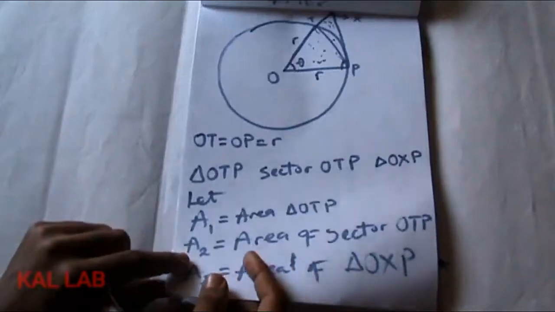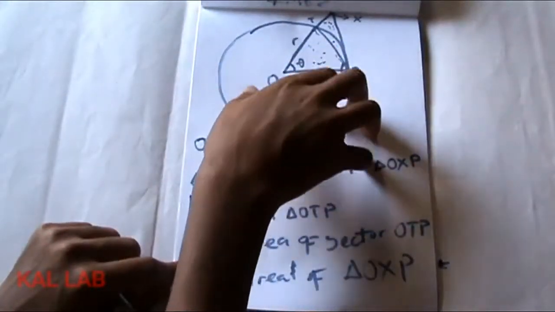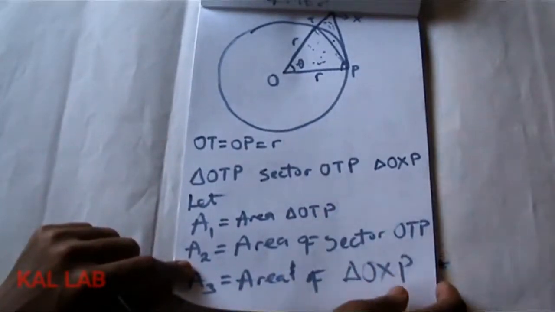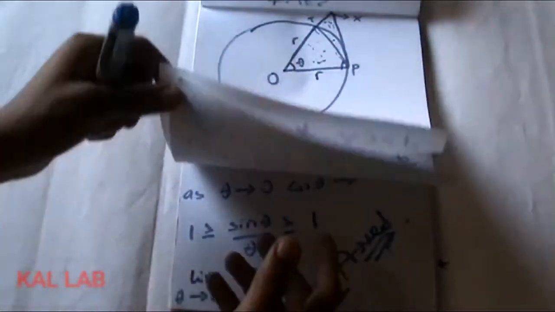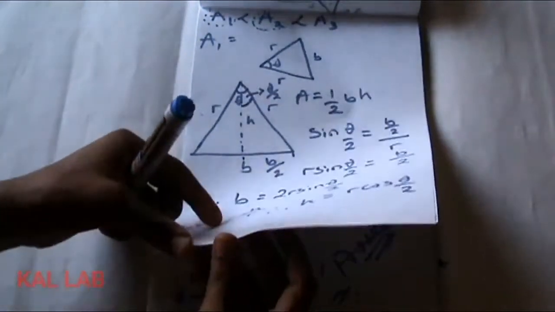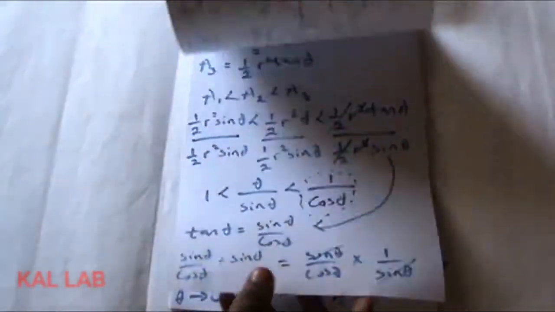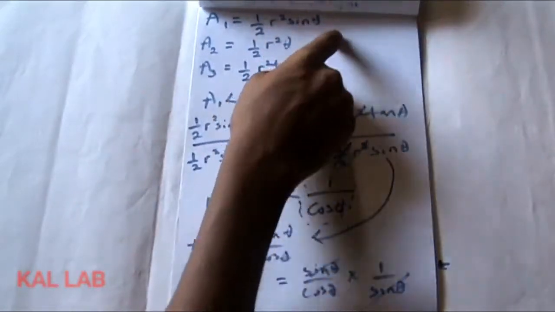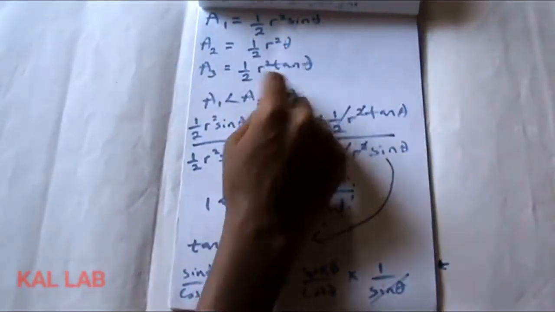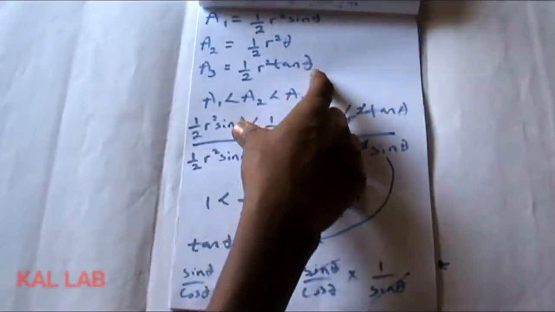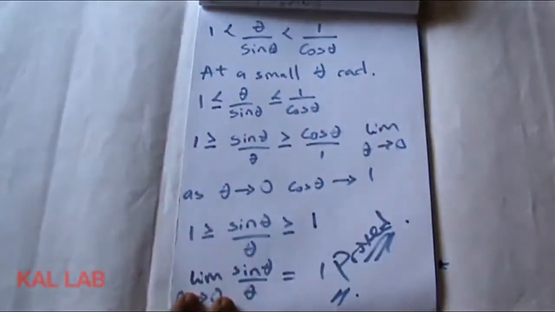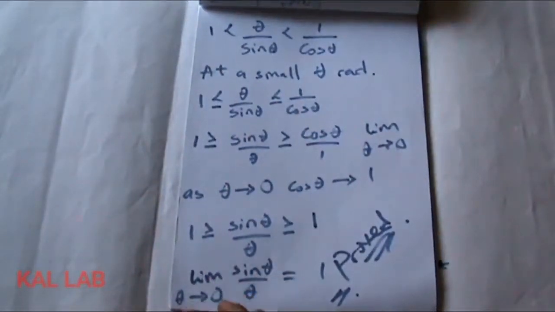We started from the triangle, the circle, and then the diagram, to get the area of the triangle, then the area of the sector, and the area of the larger triangle outside. From all our calculations, we found that the first area, the area of the internal triangle, is this, the area of the sector is this, and the area of the outside, external larger triangle is this. From here, we deduced and established the fact that the limit of sine theta over theta as theta goes to 0 is equal to 1.